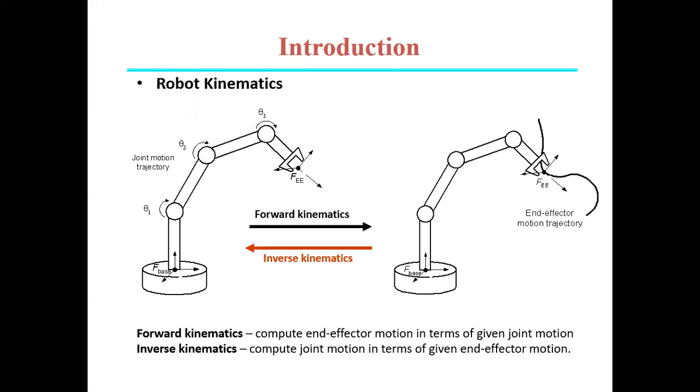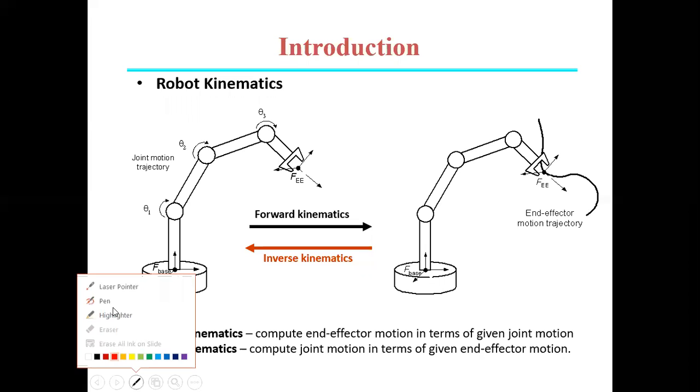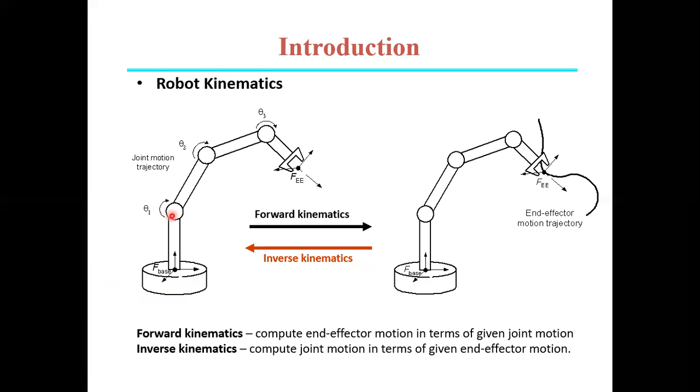Forward kinematics is computing the end effector motion in terms of given joint motion. Inverse kinematics is computing the joint motion in terms of given end effector motion. In forward kinematics, using the theta 1, theta 2 and theta 3 values, we can calculate the position of the end effector, X, Y, Z. In inverse kinematics, we have the position of the end effector, and we need to calculate the theta values, theta 1, theta 2 and theta 3.